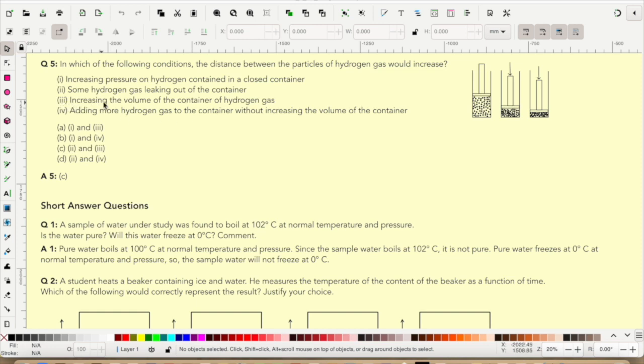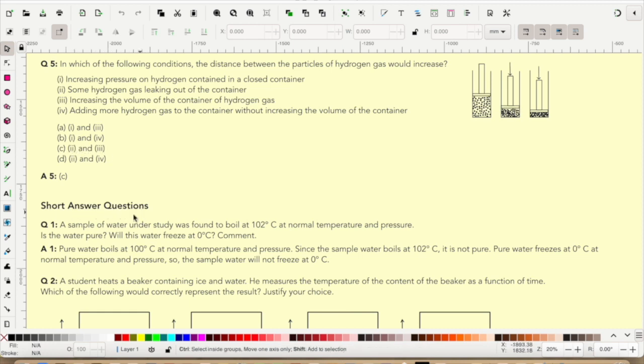Third statement is increasing the volume of the container of the hydrogen gas. If the volume of the container is increased and number of particles are same, obviously distance between the particles will increase. So this statement is also correct. Fourth statement is adding more hydrogen gas to the container without increasing the volume of the container. If more hydrogen gas is added to the same container, number of gas particles will increase. That is, distance between them will decrease. So this statement is wrong. Only second and third statements are correct. So option C is right.